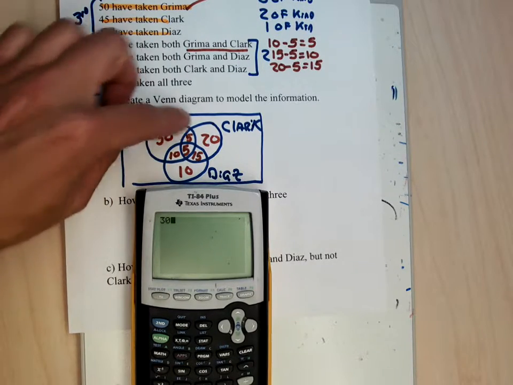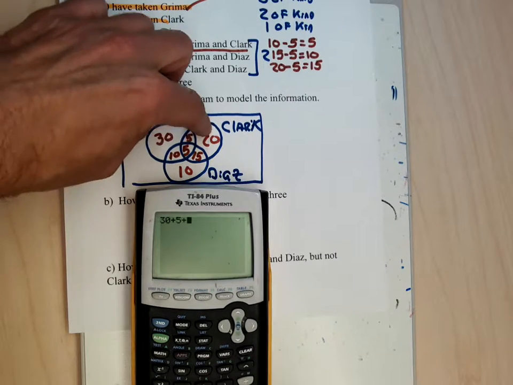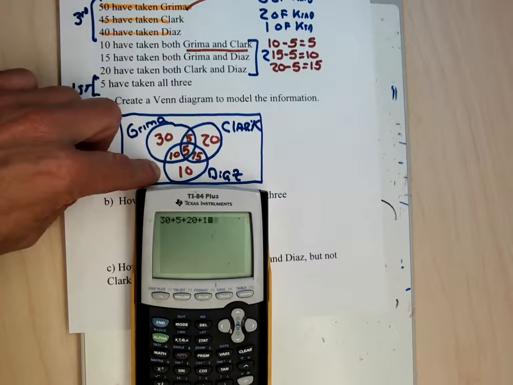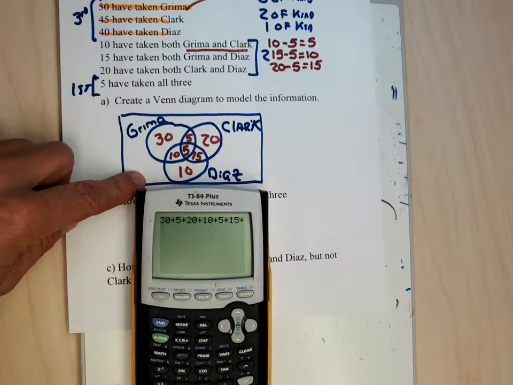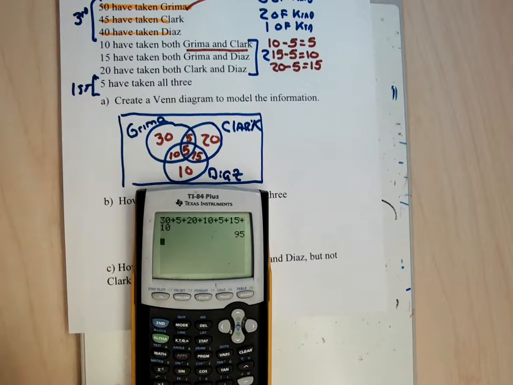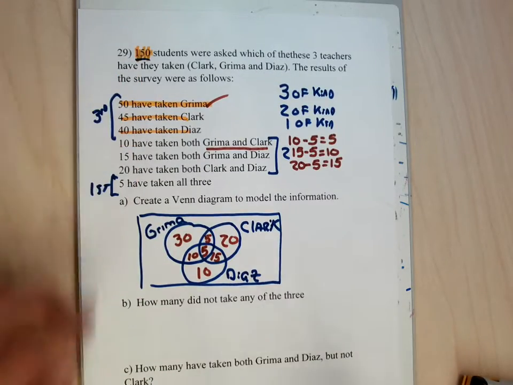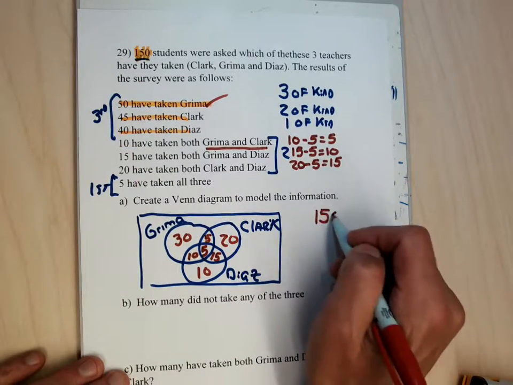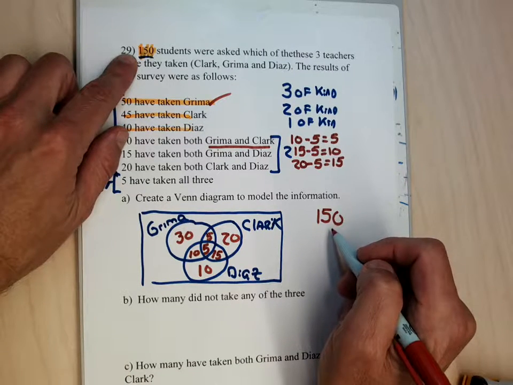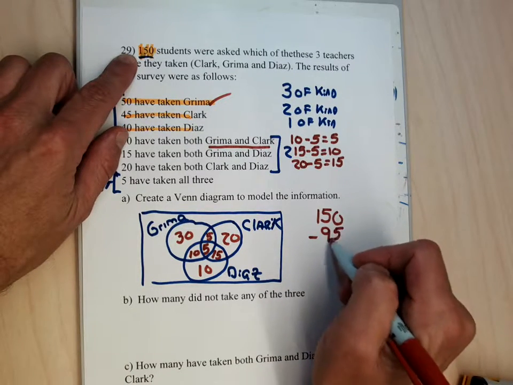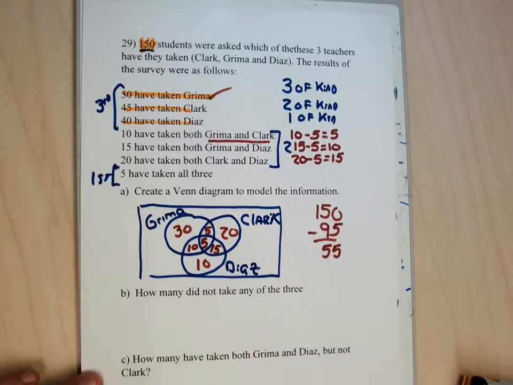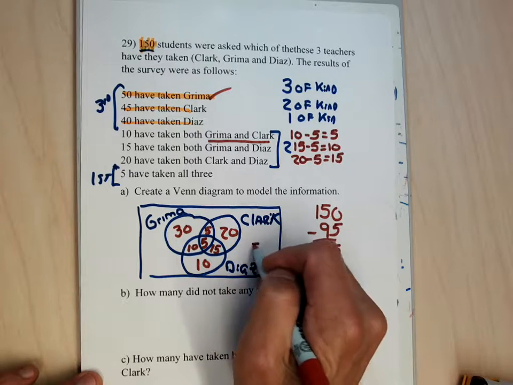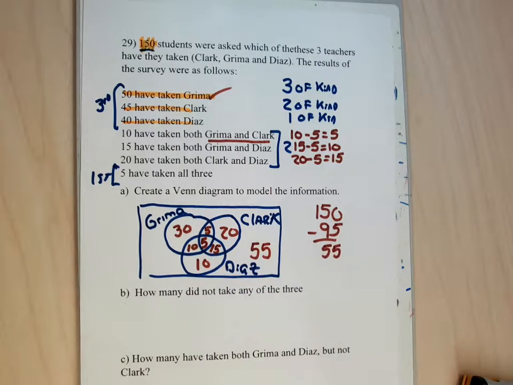So I'm going to go through and add up all the numbers in my diagram. So 30 plus 5 plus 20 plus 10 plus 5 plus 15 plus 10. So represented so far in this diagram are 95 students. This diagram needs to represent 150 students. The difference between the 150 students that were asked what teacher they've taken and the 95 that are represented by this diagram gives me 55 students that haven't taken any of those 3 teachers. So outside my diagram is 55.